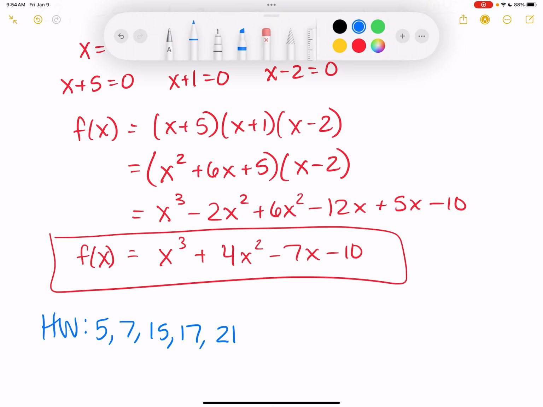But we're going to do more examples of that. So if you get stuck on 21, don't stress about it. Just hold on to it until Monday, and we'll do a few more examples, and it'll hopefully make more sense to you then.